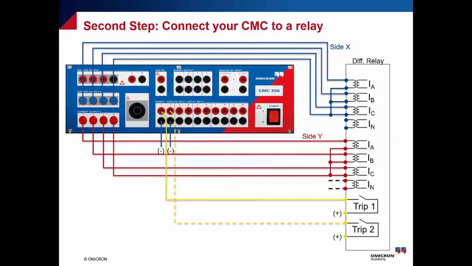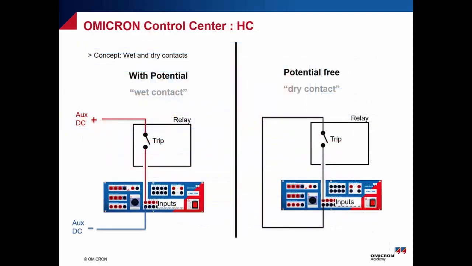CMC, we have here three-phase current for primary, three-phase current for secondary, and we can use two trip conditions to be connected. But here in my example, I will use only one general trip for one single binary input. If you remember, I told you we have a binary input. It can be used with positive and negative sign. As I mentioned before, I was meaning the difference between wet contact and dry contact.